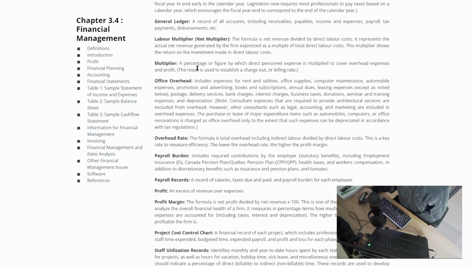Labor multiplier, net multiplier. The formula is net revenue divided by direct labor costs. It represents the actual net revenue generated by the firm expressed as a multiple of total direct labor costs. This multiplier shows the return on the investment made in direct labor costs. Multiplier: a percentage or figure by which direct personnel expense is multiplied to cover overhead expenses and profit. The result is used to establish a charge-out or billing rate.